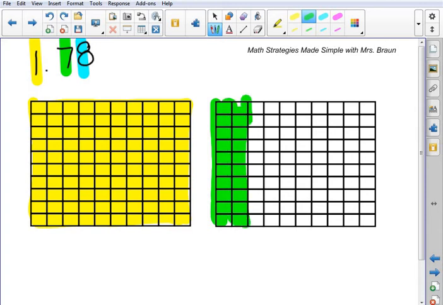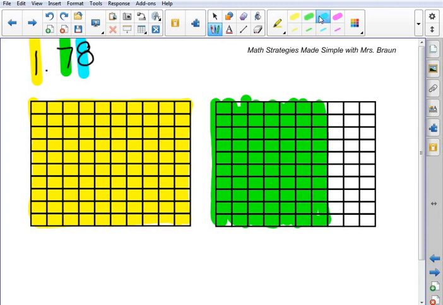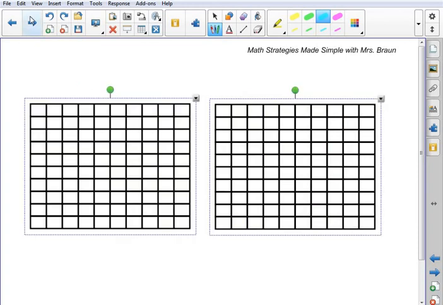There's 1, 2, 3, 4, 5, 6, 7, and then I've got 8 hundredths, so 1, 2, 3, 4, 5, 6, 7, 8. All right, so here I have represented one whole and 78 hundredths. Let's take a look at another example.